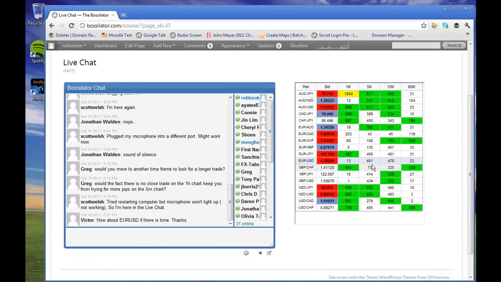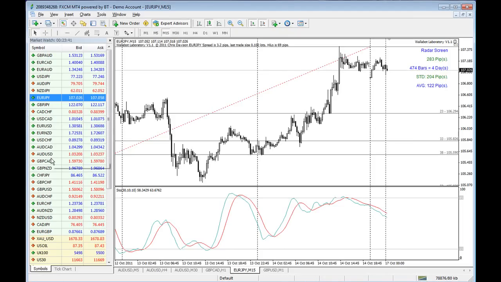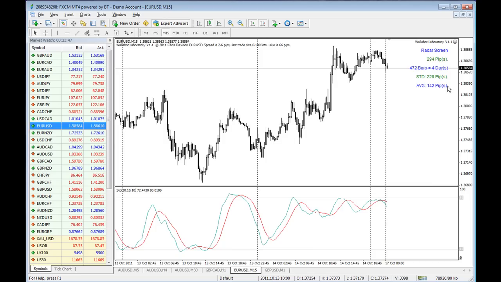And then the euro dollar on the 5 minute chart has a reading of 401, and the 15 minute has a reading of 478. Those are middle of the road Bossilator readings that say that the trend is probably not over yet, but it's too late to start entering in with that trend, most likely. Let's take a look at the 15 minute euro dollar trade for Victor. And we'll talk about it in the context of the trading methodology that we follow.